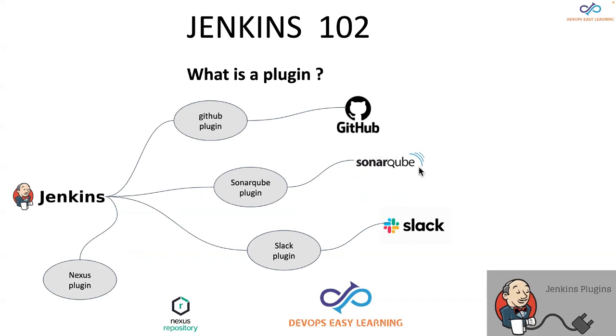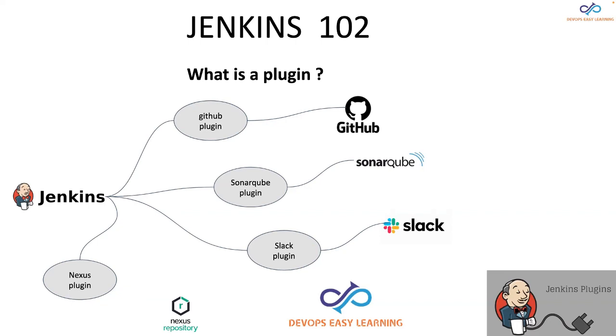For Jenkins to publish, for example, the build status on Slack, Jenkins will require the Slack plugin. Or the same thing for Jenkins to publish images to, like, a Nexus repository. Jenkins will also need the Nexus plugin. So a plugin is just that middle element between the SaaS tool and Jenkins that is required for Jenkins to talk to those tools.